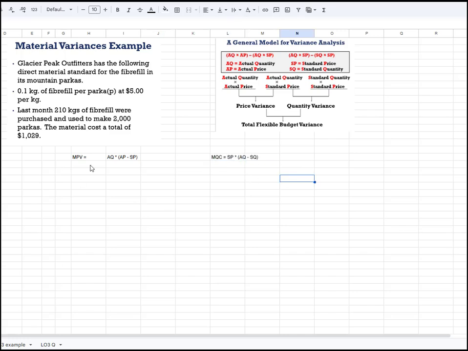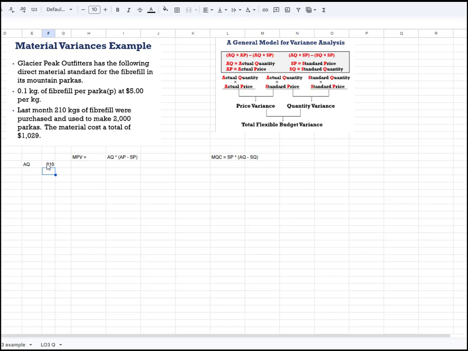Cool. All right, digging in a bit deeper, let's fill out our inputs. We need AQ, AP, SP, and SQ. First, on our material price variance, what is our AQ? AQ is going to be equal to 210. So what do we actually use? We used 210 kilograms.